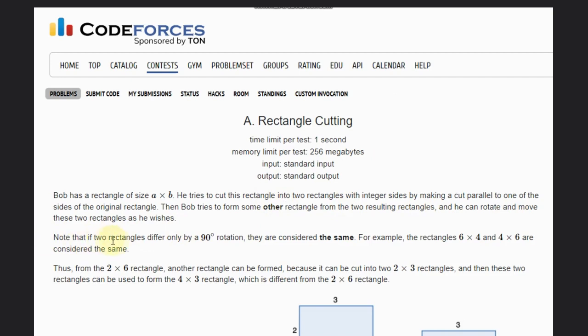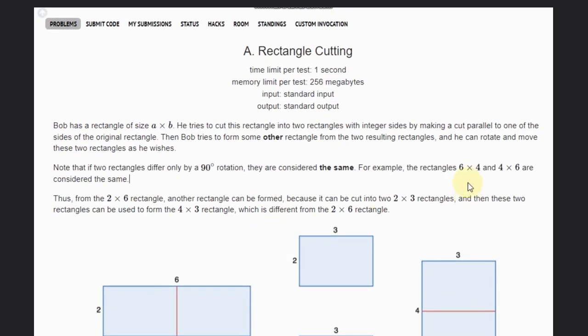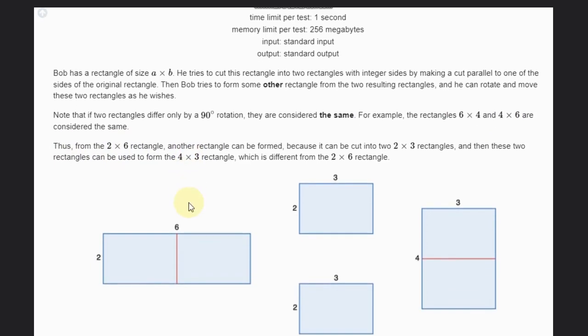Note that if two rectangles differ only by a 90-degree rotation, they are considered the same. So for example, 4 by 6 and 6 by 4 are the same. Thus, from a 2 cross 6 rectangle, another rectangle can be formed because it can be cut into two 2 cross 3 rectangles. Then these two rectangles can be used to form a 4 cross 3 rectangle, right? We can rotate and then stack, which is different from 2 cross 6.